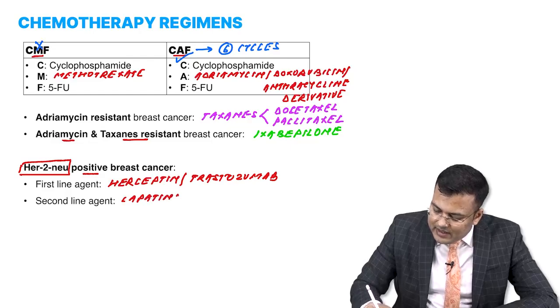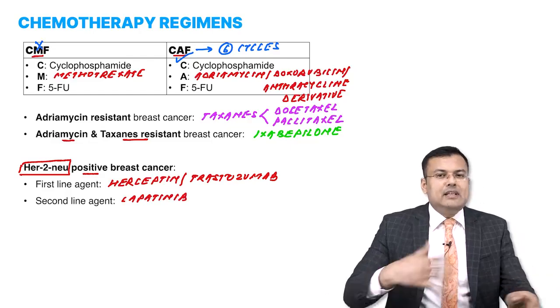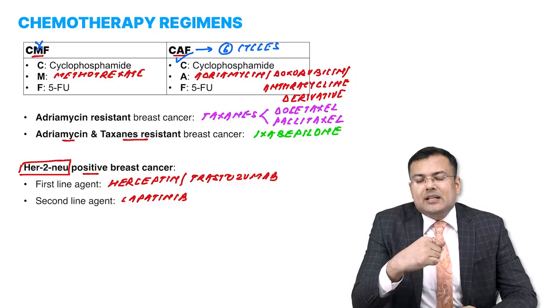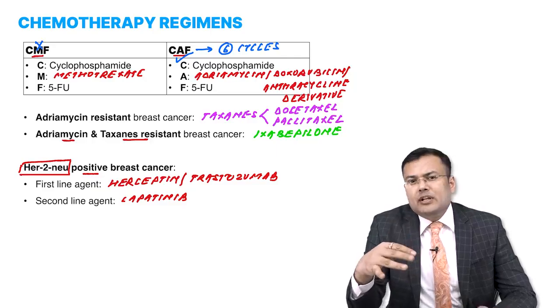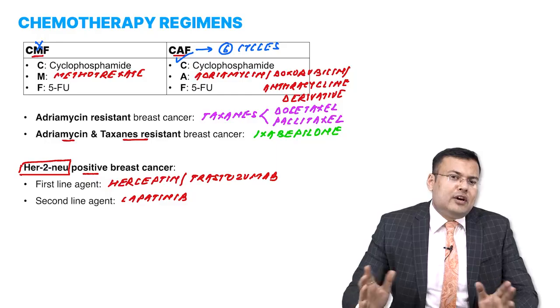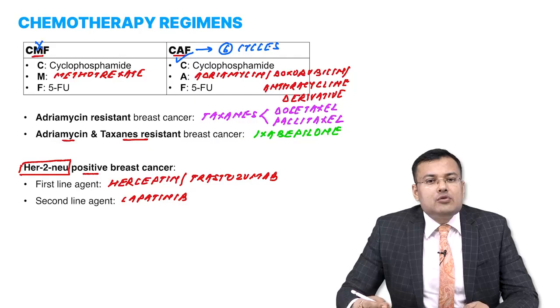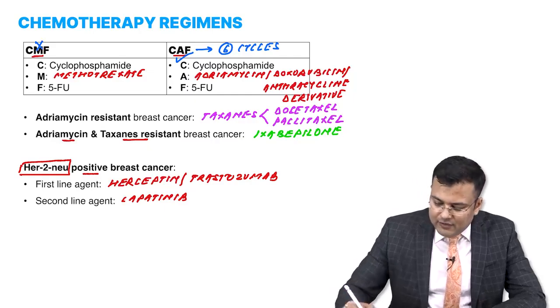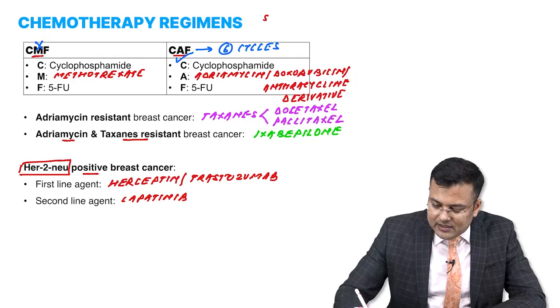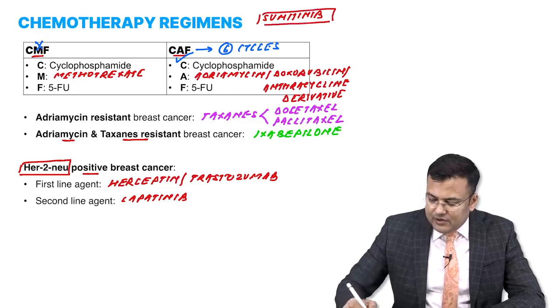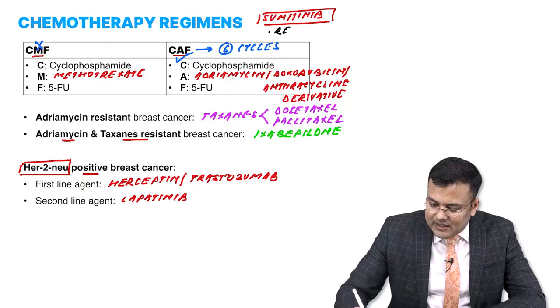The second line agent, that's lapatinib. And in one of the latest exams, the question was asked: refractory and metastatic breast cancer, refractory means it is not responding to any other agent. So for refractory and metastatic breast cancer, which drug are we using? Sunitinib. For refractory and metastatic breast cancer, we are using sunitinib.